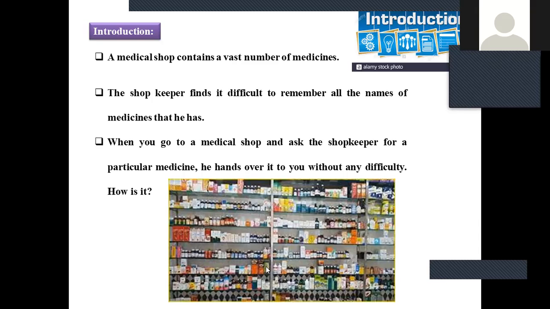So what is your question? You are going to ask for a fever tablet, otherwise a pain relieving agent, whatever you want. Within a fraction of a second, that shop person will bring you whatever you want. In spite of a large number of various medicines being present, he is able to locate and identify within a fraction of a second whatever you are expecting.